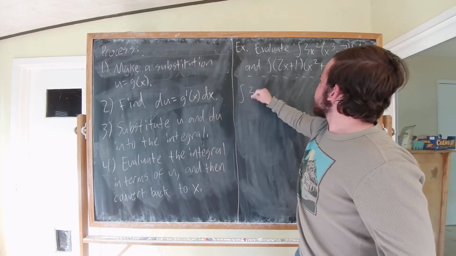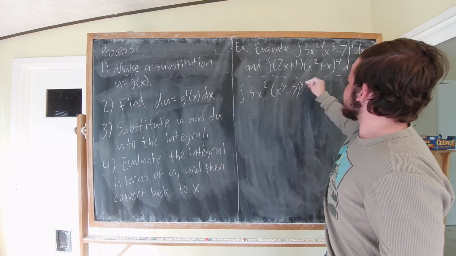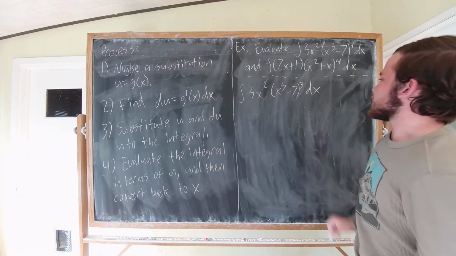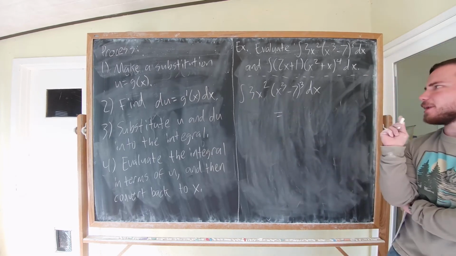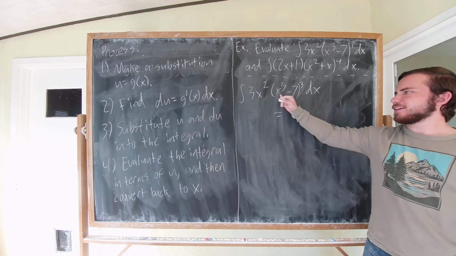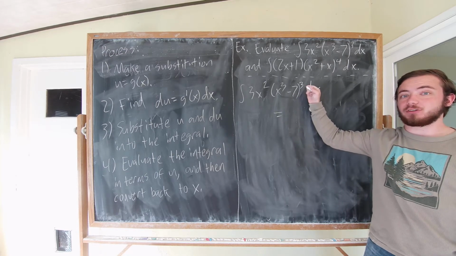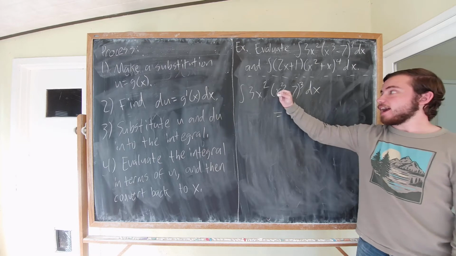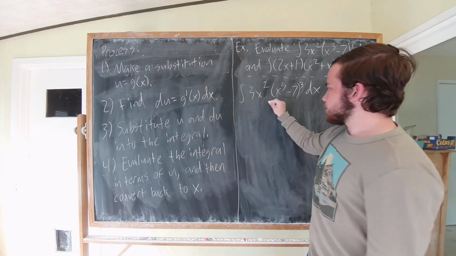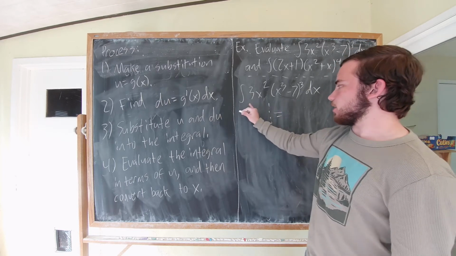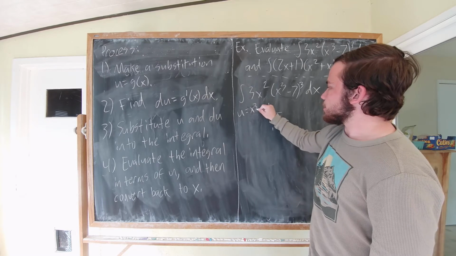The integral of 3x squared times (x cubed minus 7) cubed dx. Alright, what substitution should I make? Well, it looks like (x cubed minus 7) cubed is probably the most complicated part of my integral. So I'm going to make x cubed minus 7 my u. I'm just going to put that over here to the side. Let's let u equal x cubed minus 7.